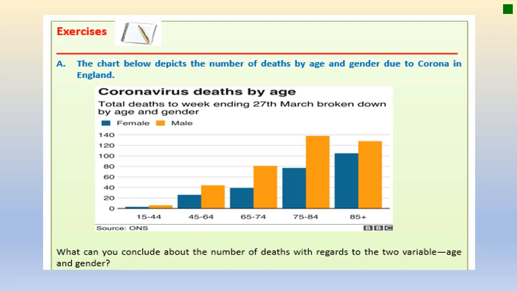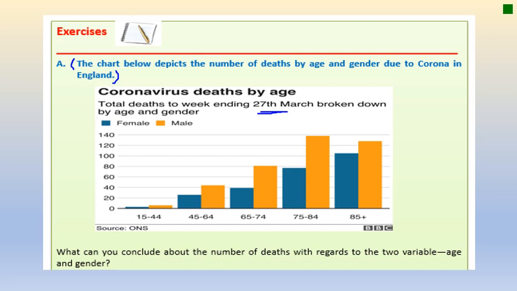Now I would like to analyze this chart with you because it's important to go through this skill again, because some of you did a bumpy job here. The chart below depicts the number of deaths by age and gender due to coronavirus in England. First of all, this is the main idea, the topic of the chart. It's a bar graph, and it talks about coronavirus deaths in England in a given week: total deaths to the week ending the 27th of March.